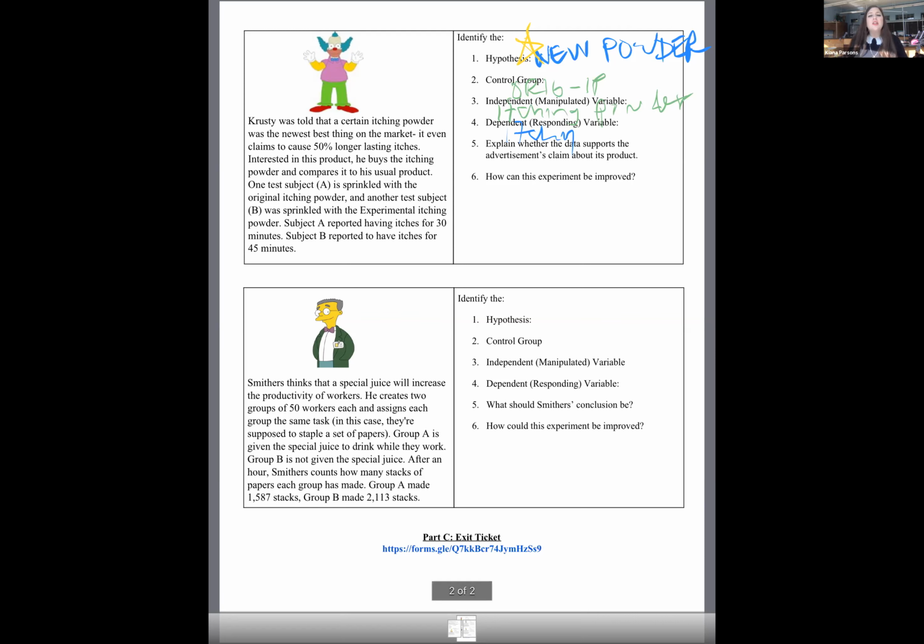Krusty was told that the certain itching powder was the newest best thing on the market and claims to have 50% longer lasting itches. So based on his study, he has one test subject A sprinkled with the original itching powder, and they are itchy for 30 minutes. And another subject B is itchy for 45 minutes. So we have A and B here.